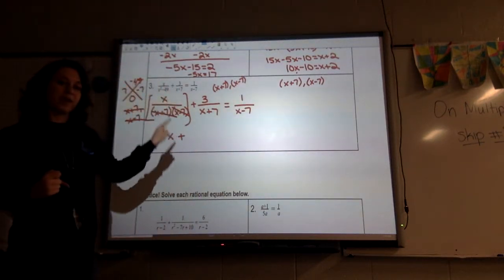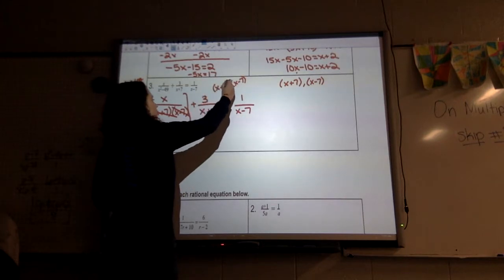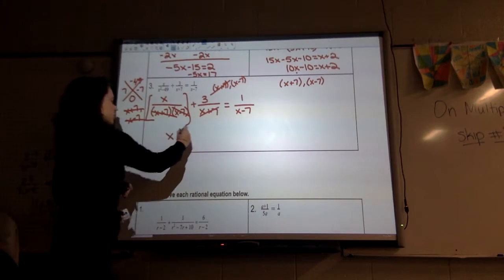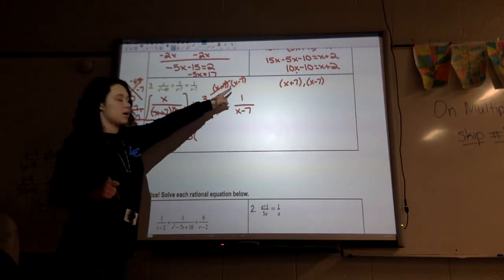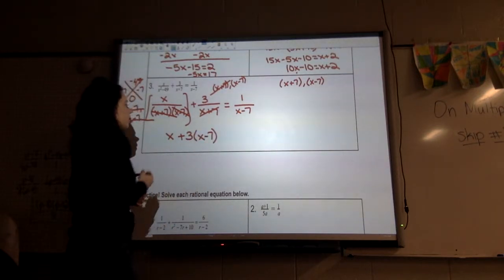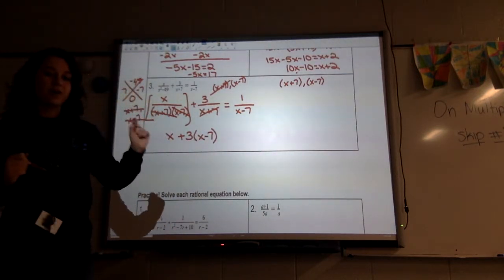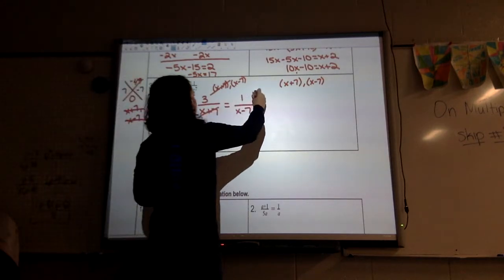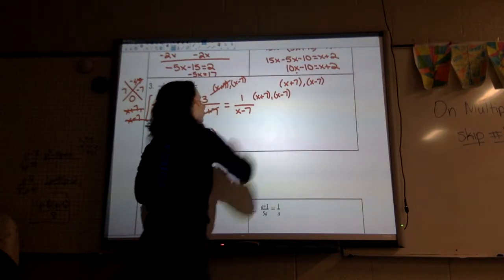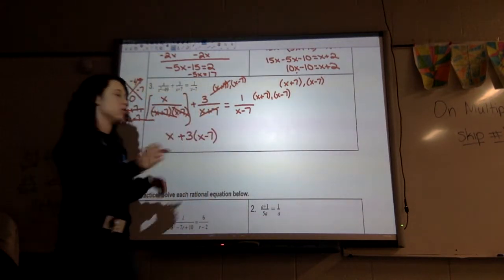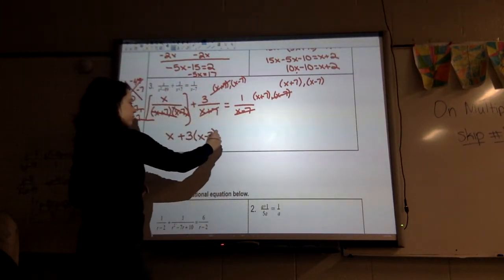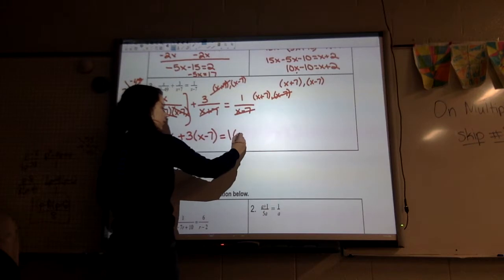Well, here only one thing cancels out. The x plus 7's cancel out, and I am now left with the 3 that was already on top of the fraction and an x minus 7 that didn't cancel out. Then I go to my very last fraction, and again, I multiply it by x plus 7 and x minus 7. And again, only one thing cancels out. I can cancel out the x minus 7's, and that leaves me with the 1 that was on top of the fraction and an x plus 7.